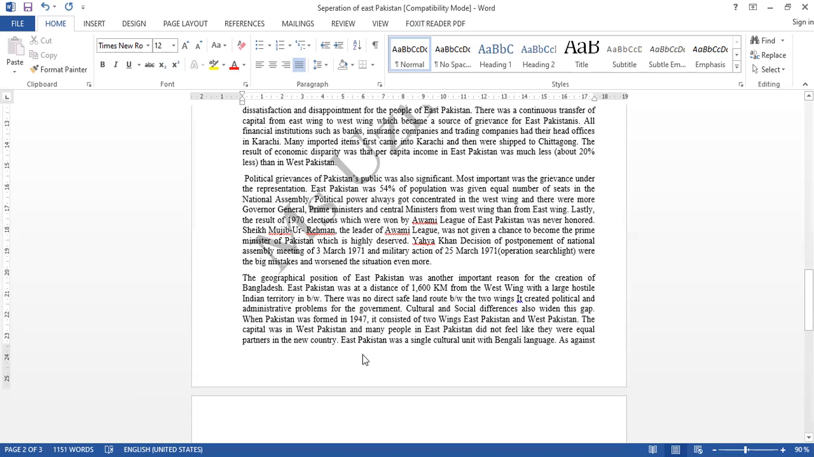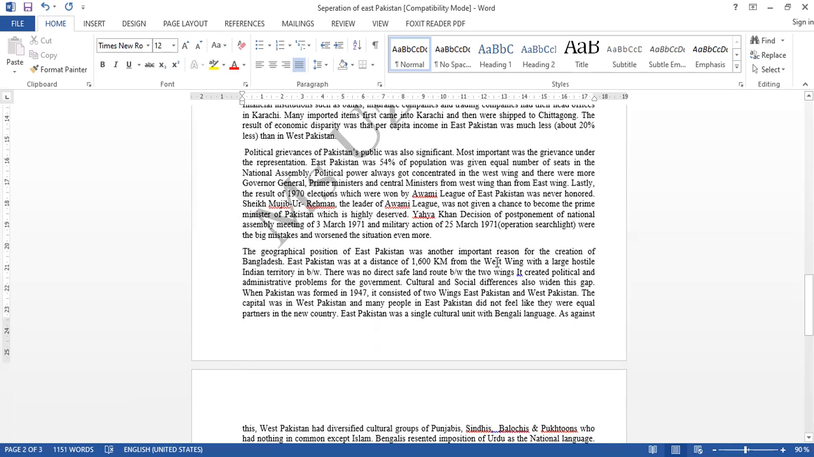Then we talk about the geographical position of East Pakistan, which was another important reason for the creation of Bangladesh. East Pakistan was at a distance of 1600 kilometers from West Pakistan, with large hostile Indian territory in between. There was no direct safe land route between the two wings. It created political and administrative problems for the government. Cultural and social differences also widened this gap. When Pakistan was formed, it consisted of two wings, East Pakistan and West Pakistan. The capital was in West Pakistan, and many people in East Pakistan did not feel like they were equal partners in the new country.